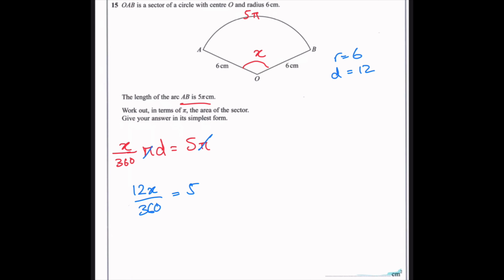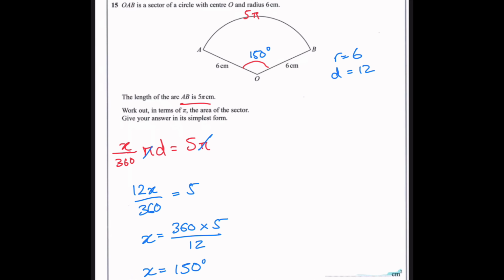I can rearrange this by dividing by 12 and multiplying by 360. So x equals 360 times 5, multiplying this to this side, and then dividing by 12. If I do 360 divided by 12 and then times that by 5, I get 150 degrees. So x equals 150. Right, I'm going to put that in. 150 degrees.